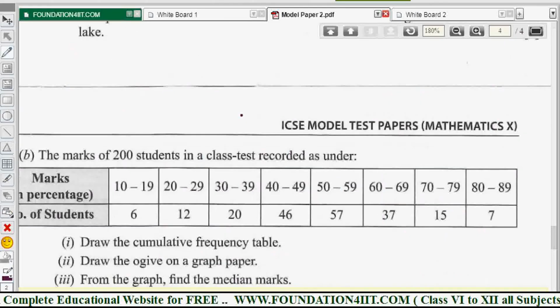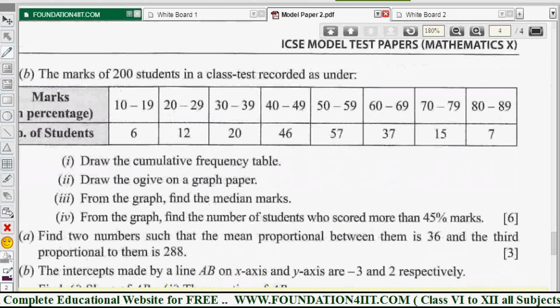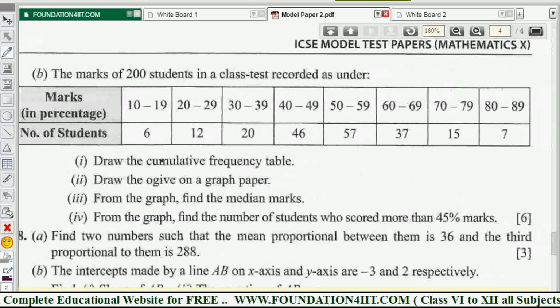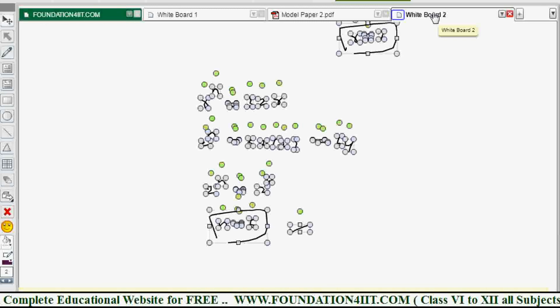In this, the second question is for 6 marks. It's important. So when you observe this, the marks of 200 students in a class test are recorded as under, marks in percentage and number of students. So draw the cumulative frequency table first, and we'll draw the ogive on the graph. From the graph we'll find the median, and from the same graph find the number of students who scored more than 45% marks.